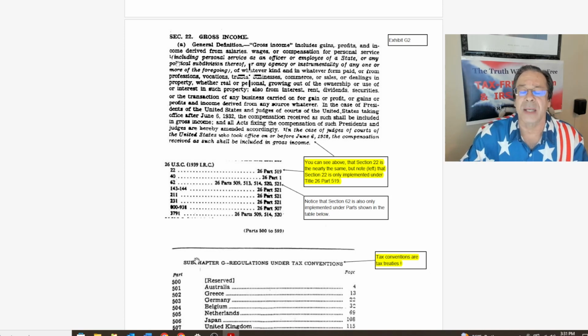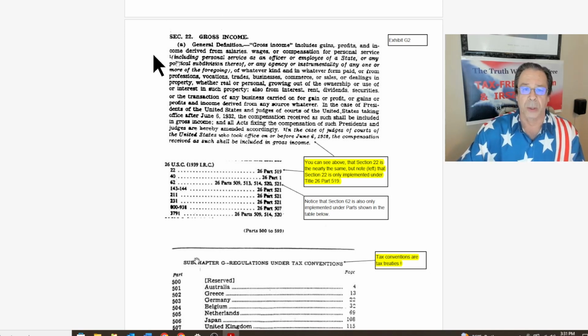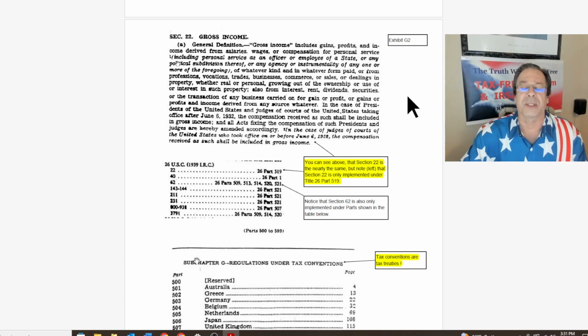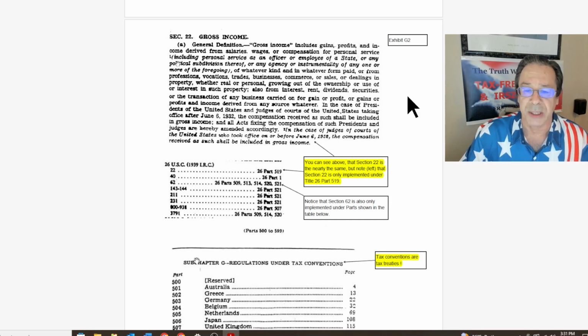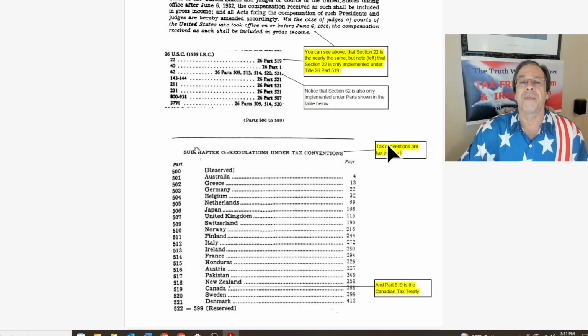Wages and salaries are taxed. Apparently, Section 61, gross income, as Section 22 in 1939, taxed salaries and wages. So how come no citizens paid? How come the law in '39 says it's only non-resident aliens in territories and possessions? Well, let's look a little farther, because they've hidden more from you.